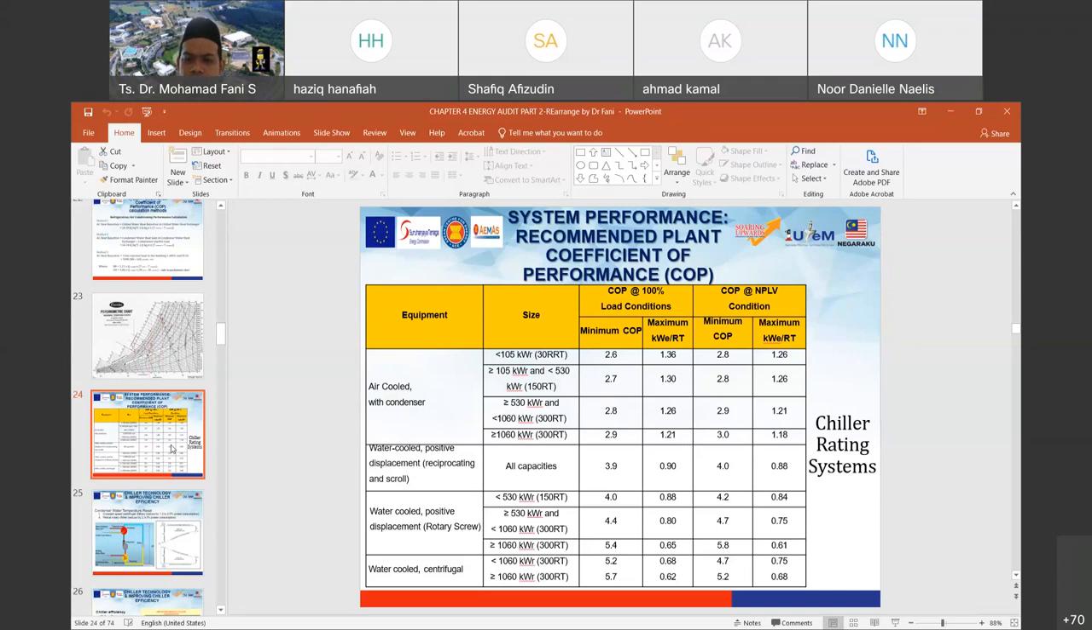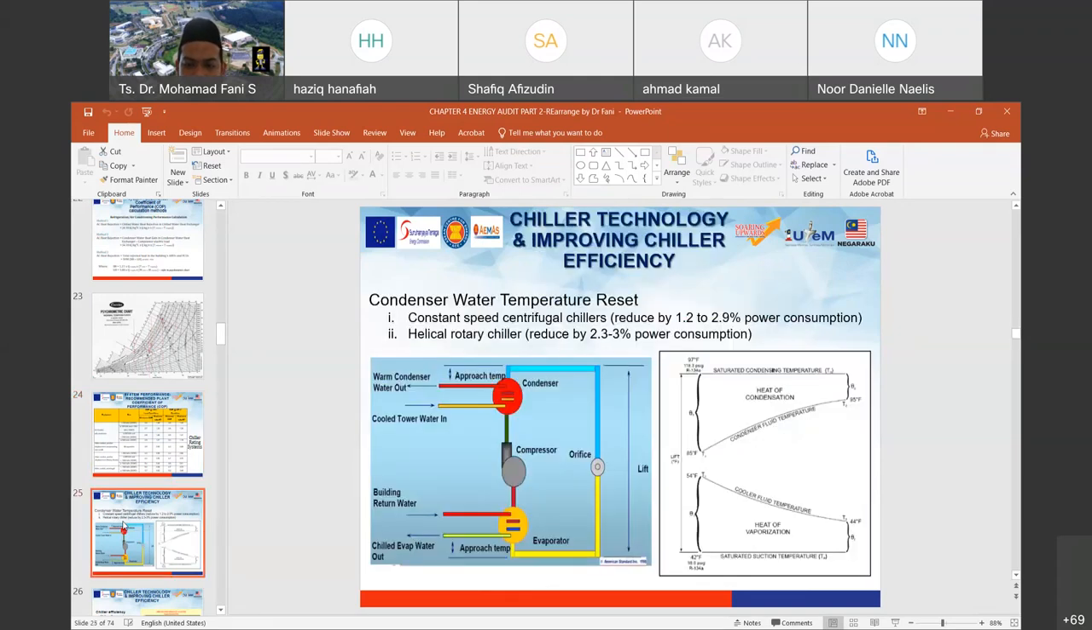Chiller rating system, okay, this one you can compare. This one from the MS1525, you can refer to MS1525 to see what the value is for a good COP and the maximum kilowatt per RT. Okay, condenser temperature, all right. This one, we have two kinds of parts, condenser and also evaporator.